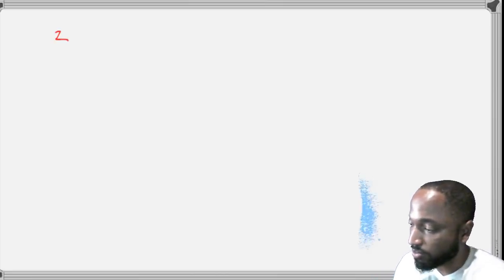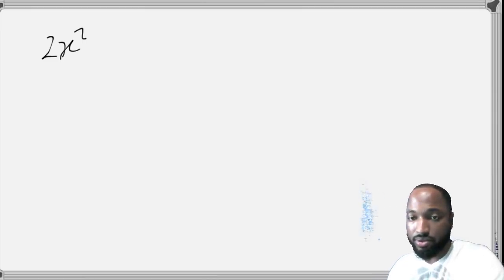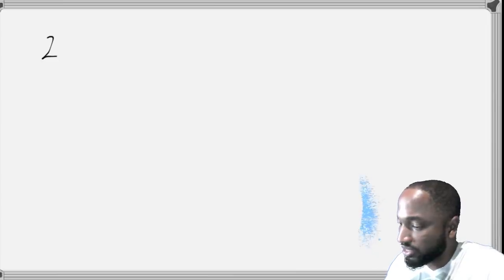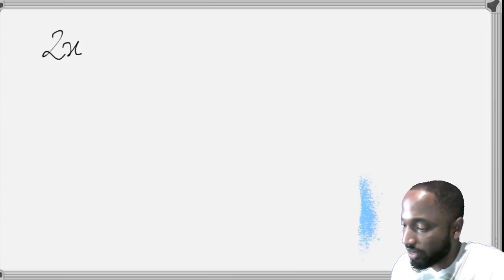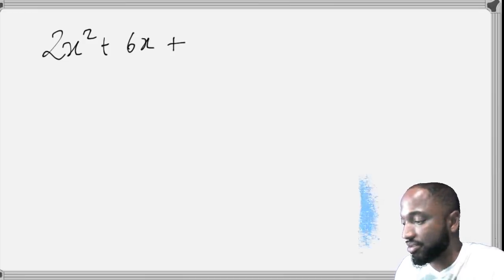Let's have a quadratic equation and you need to complete the square. So I just had time to drink some water and come back. Completing the square is like this. You have a quadratic equation, 2x squared plus, let me make this 6x, plus 5.